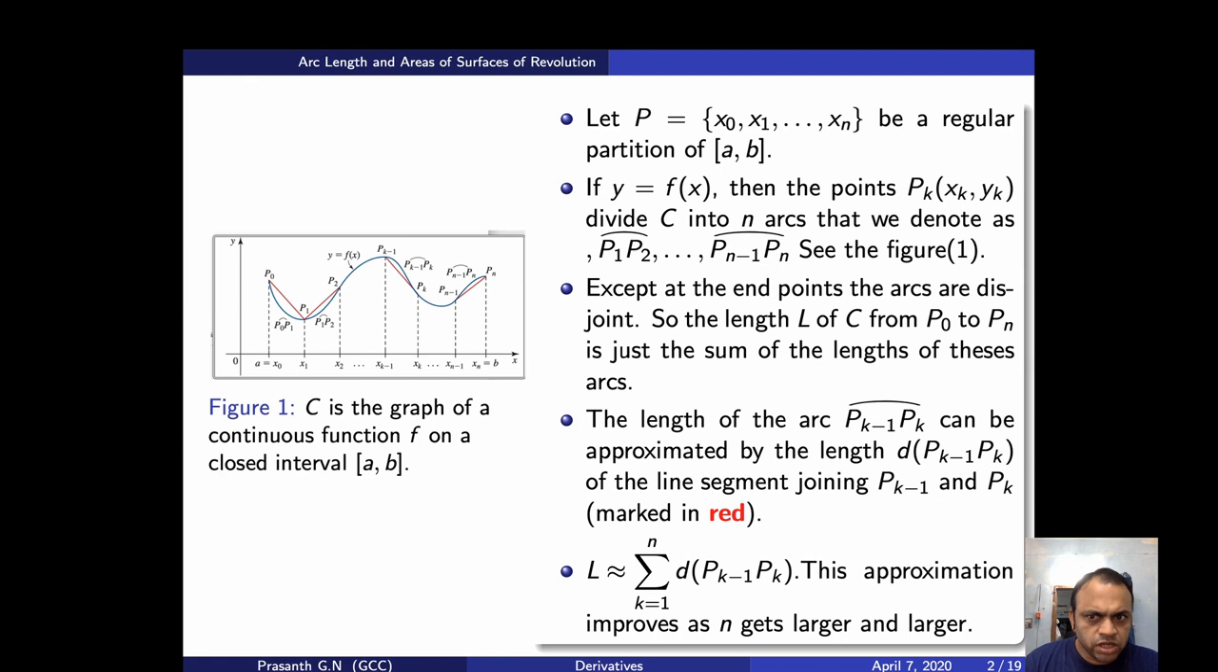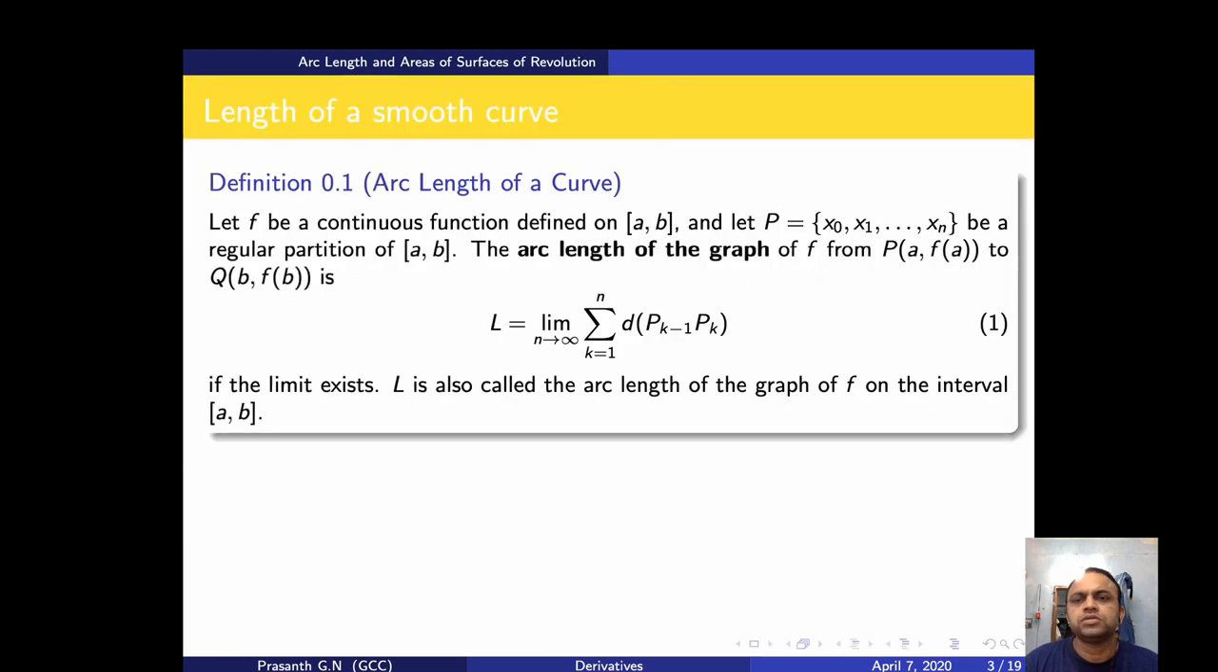Now, as we discussed, this approximation improves as n gets larger and larger. That means you make the partitions more and more. Now we define the length of a smooth curve. Remember that we are discussing a smooth curve. Definition: arc length of a curve.